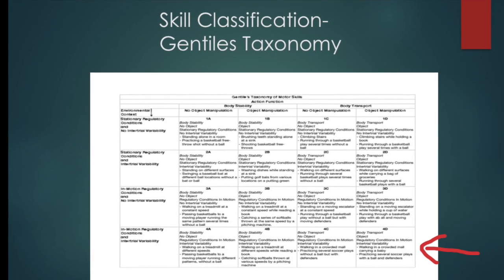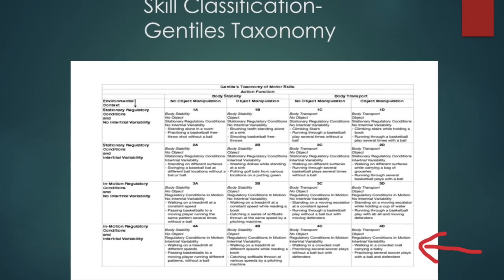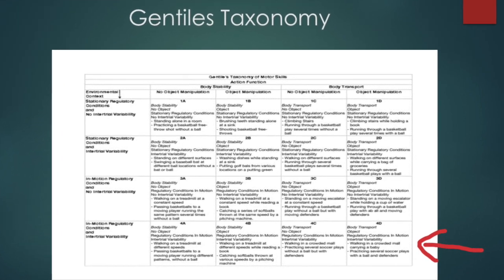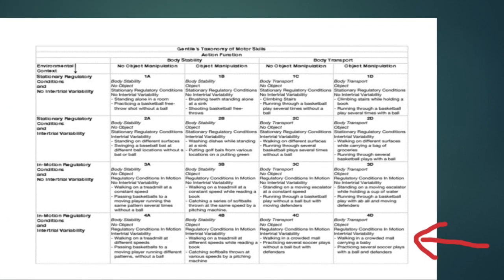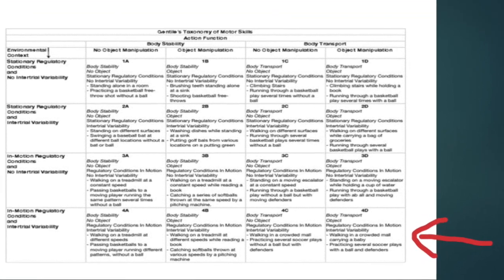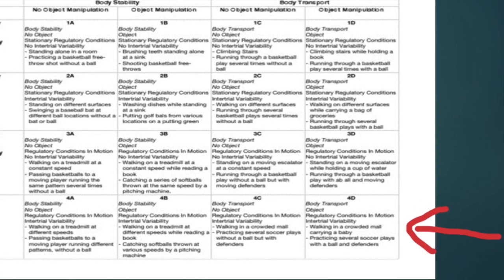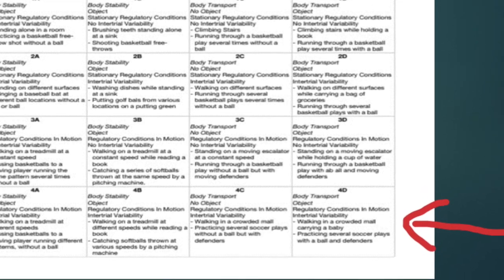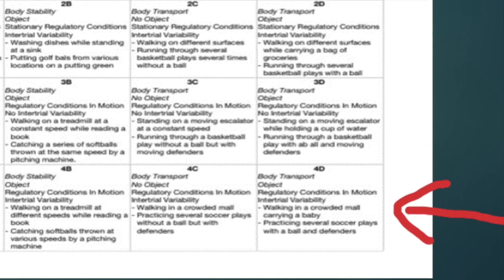An AFL drop punt can be classified as a gross motor skill due to it requiring large muscle groups, a closed motor skill because it is paced by the individual, and a discrete motor skill due to it having a definite start and end. According to Gentile's taxonomy table, an AFL drop punt would be at stage 4D, as the movement has body transport and object manipulation.